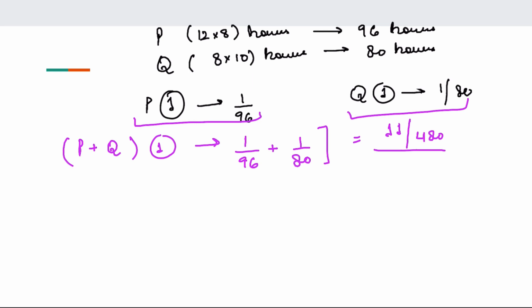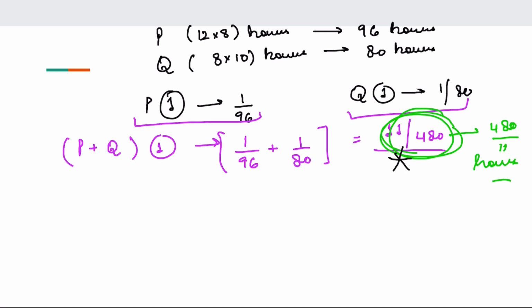Alright. So P plus Q's 1 hour work is going to be 1 upon 96 plus 1 upon 80, which is just 11 by 480. So P and Q will finish the work in how many hours? Quick. In the last video we did it. The reciprocal of it, which is going to be 480 by 11 hours. As simple as that. Both P and Q will finish the work in the reciprocal of this thing, the one which I have put an asterisk with, 11 by 480. It's going to be 480 by 11 hours.